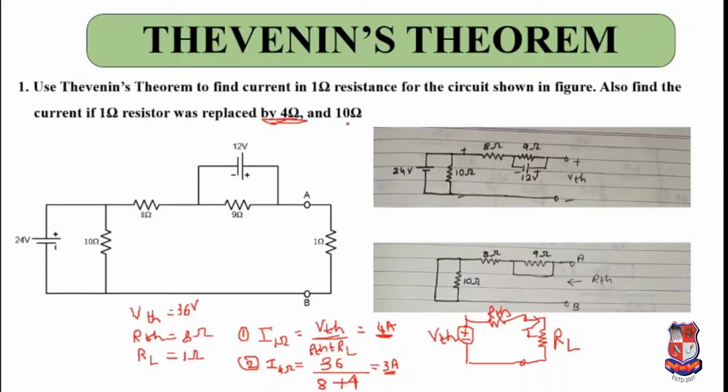Similarly, if you need to find the current through 10 ohm, I hope you got the method, the formula will remain the same. The only thing is that instead of 4 in the denominator, now it will be 8 plus 10. So it will give 36 by 18, giving us the answer 2 ampere. So this much I think is understood, and you now have the method to solve this circuit.